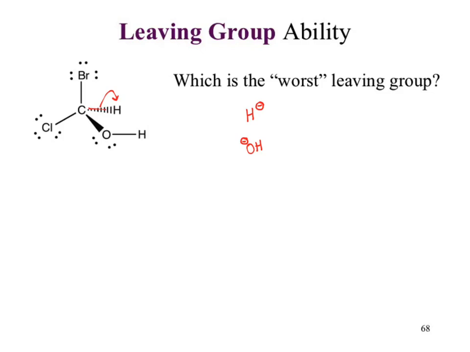How about chloride? If I compare chloride to the oxide, they're both negatively charged. So we'd move to size. Chloride being larger than oxide can stabilize that charge better than the oxygen. It's a better leaving group.